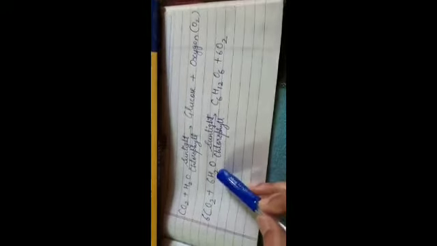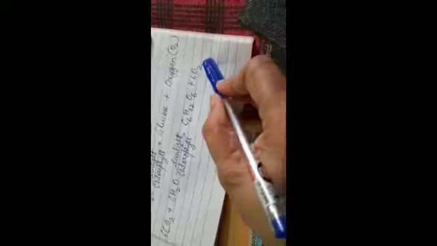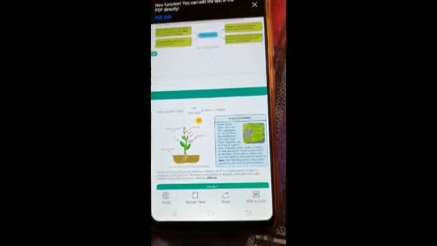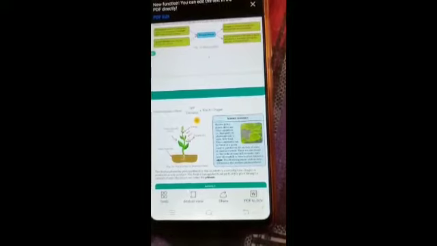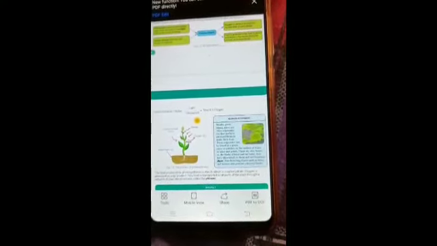So you see this equation, we have to balance this equation. 6 CO2 plus 6 H2O in presence of sunlight and chlorophyll is converted to glucose, the formula of glucose being C6H12O6, plus 6 O2. So this is the equation for photosynthesis.